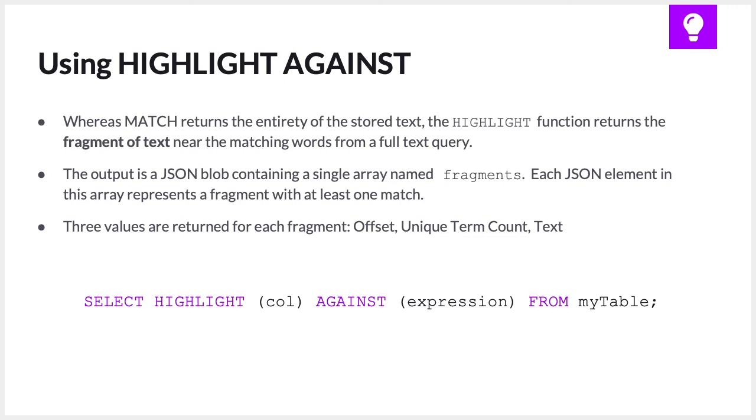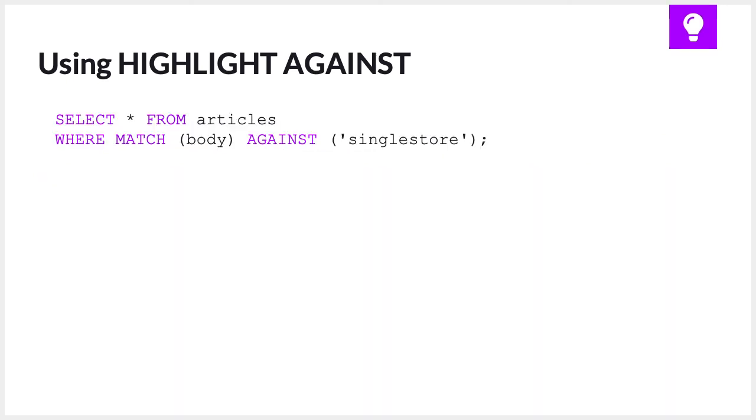So if there were 5 occurrences of the search term in a single document, there would be 5 fragments in the array. Each fragment contains 3 values: the offset or position of this fragment in the document, the unique term count, and the actual snippet of text. So let's look at an example.